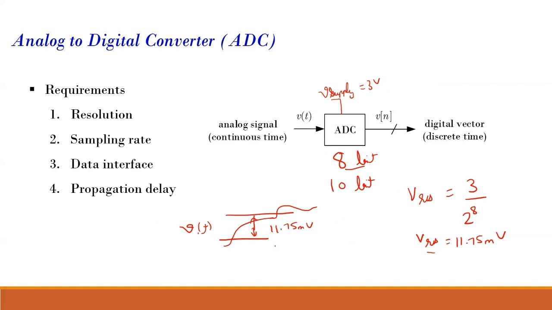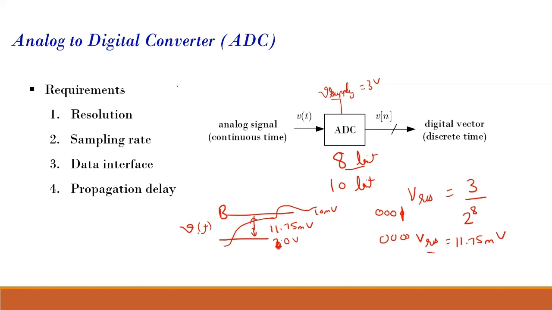Suppose this was 0 volt, and this is around 10 millivolt. So initially the output of the ADC will be 0, 0, 0, 0. And here also the output of the ADC will be 0, 0, 0. So only when this upper bar becomes more than 11.75 millivolt will the ADC's output change from 0 to 1.